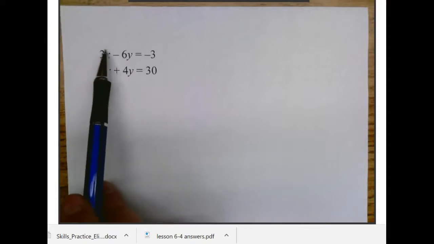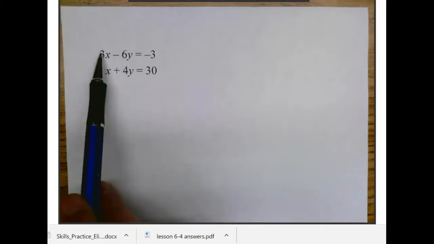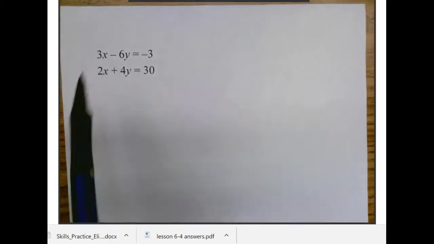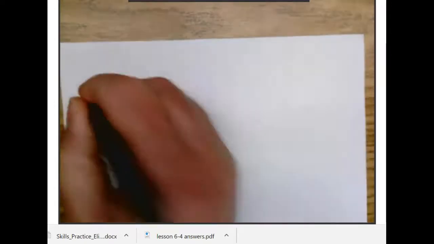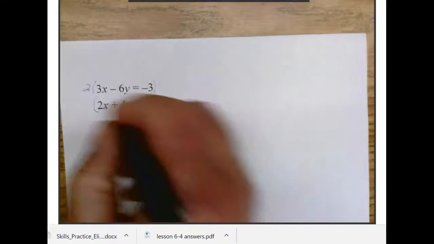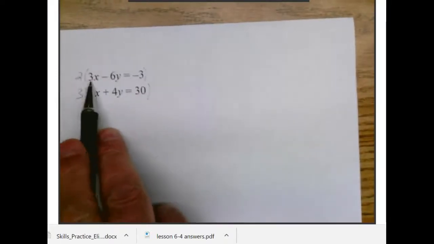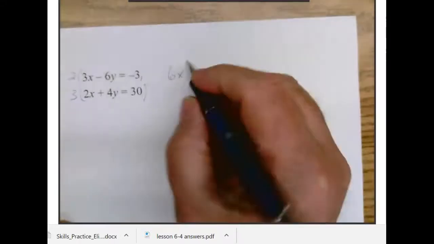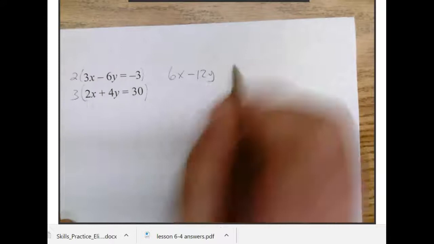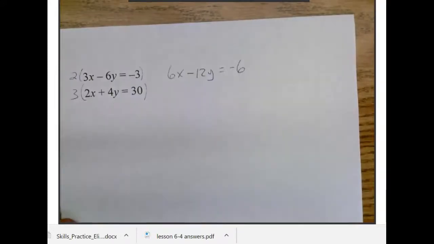Looks like the easiest to me is to switch these. So take the bottom one times 3, take the top one times 2. Let's go ahead and do that. We just do this, times 2, times 3. We'll do the math. 2 times 3x is 6x. Then 2 times negative 6y is negative 12y. Then 2 times negative 3 is negative 6. So we end up with that.